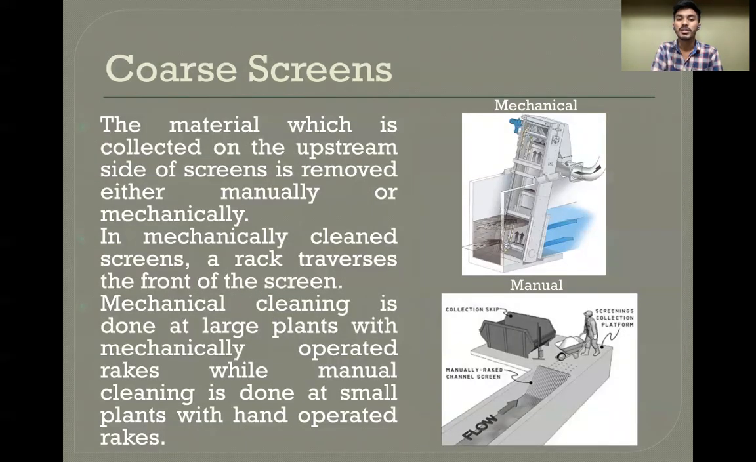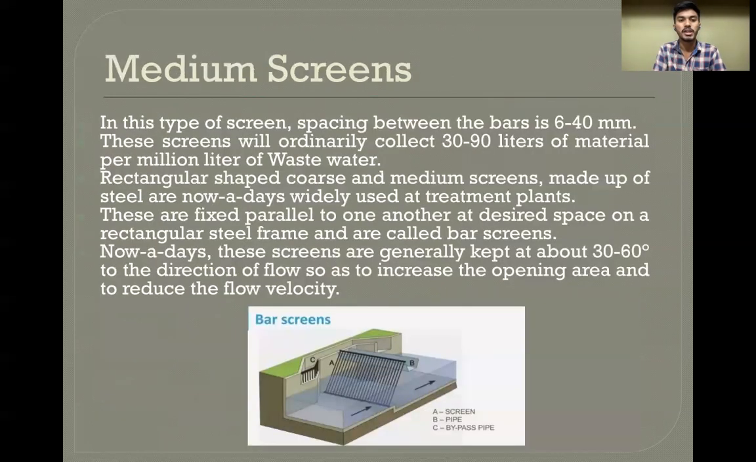The material which is collected on the upstream side of screens is removed mechanically or manually. In mechanically cleaned screens, a rack traverses the front of the screen. Mechanical cleaning is done at large plants with mechanically operated racks, while manual cleaning is done at small plants with hand operated racks.